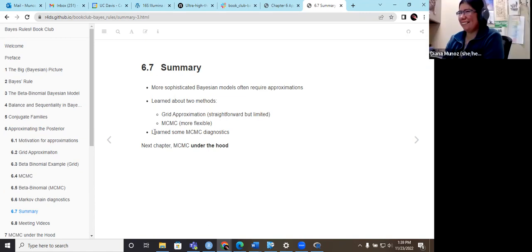And we also learned how to evaluate our MCMC simulations. In the next chapter, we'll be delving more into how these MCMC simulations work under the hood.